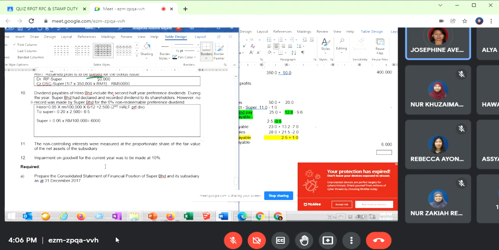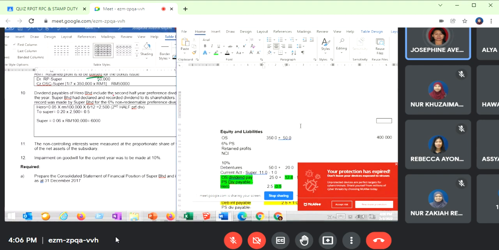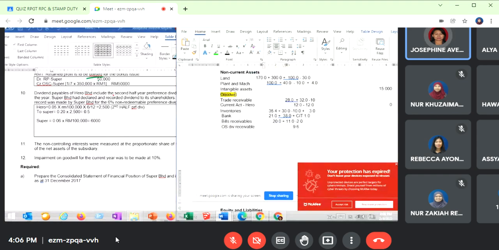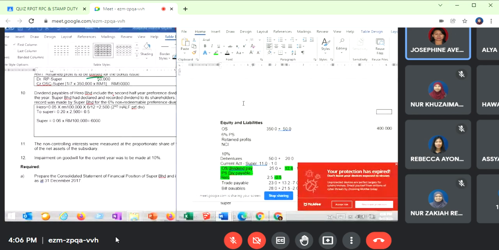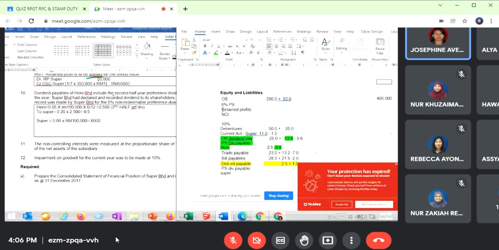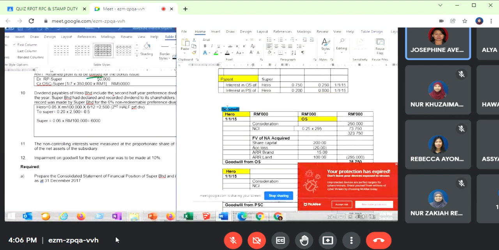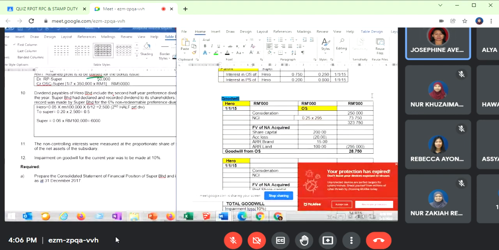All right, and the last one is on the impairment. The impairment of goodwill amounts to 10%. So before we can calculate the impairment loss, yeah, we need to calculate the goodwill. So we have done all the adjustment needed. Okay, so the last one is to calculate the goodwill for the group, to calculate the retained earnings and the NCI. All right, so you go to calculation of goodwill. Okay, so let's look at the goodwill calculation.